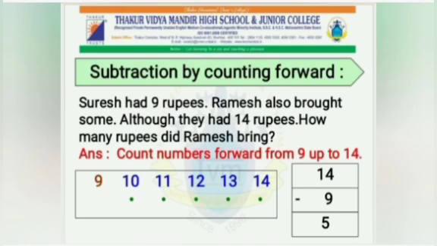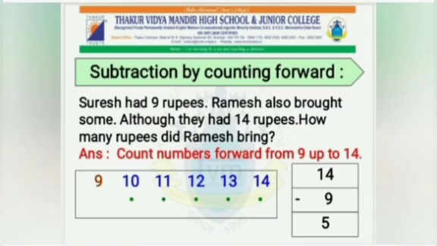Let us see the example. Okay. Suresh had 9 rupees. Ramesh also brought some. Altogether they had 14 rupees. How many rupees did Ramesh bring? Let's see, what do we have to do? First tell me the sum. That is 14 minus 9. Okay. So we have to see the smallest among these two numbers. That is 9. So children will count forward from 9 up to 14.